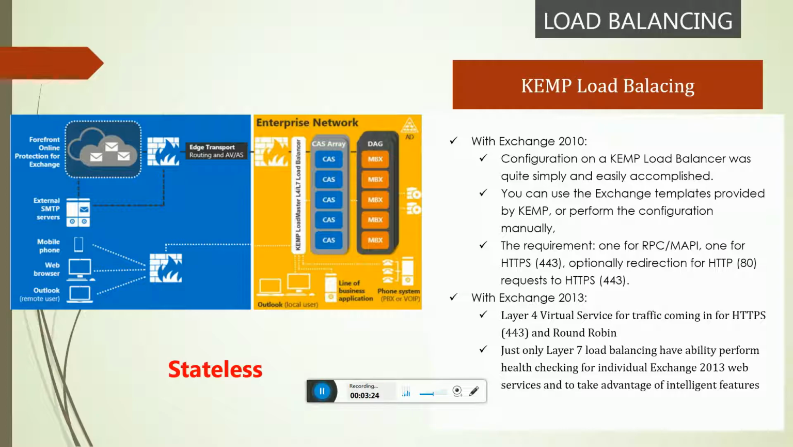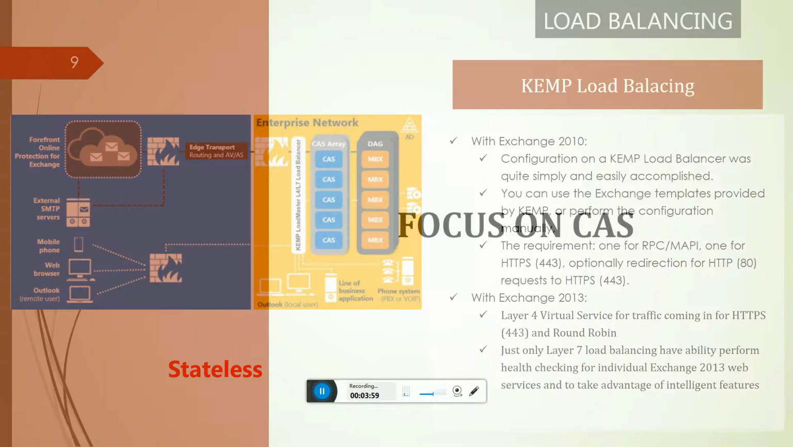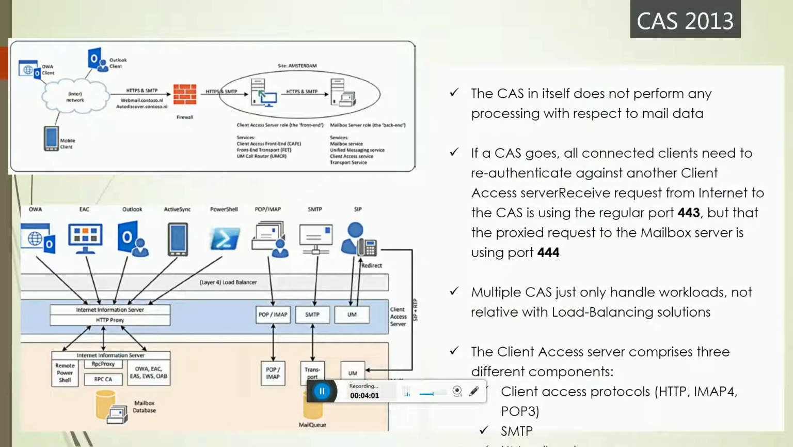Configure it for HTTPS on port 443, with optional redirection of HTTP port 80 requests to HTTPS 443, for Exchange Server 2013. Layer 4 virtual service traffic comes in on HTTPS port 443. With layer 7 load balancing, you can check the availability and health of each individual Exchange 2013 web server and take advantage of intelligent features. In Exchange Server 2013, focus on CAS.